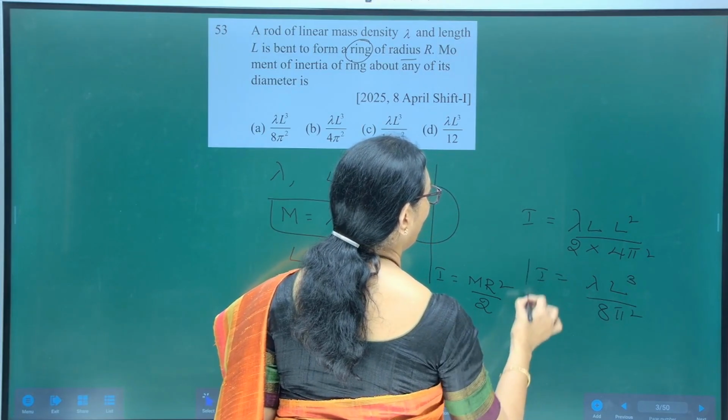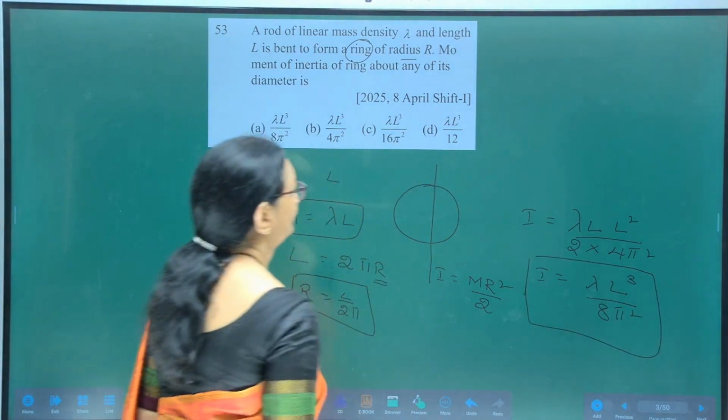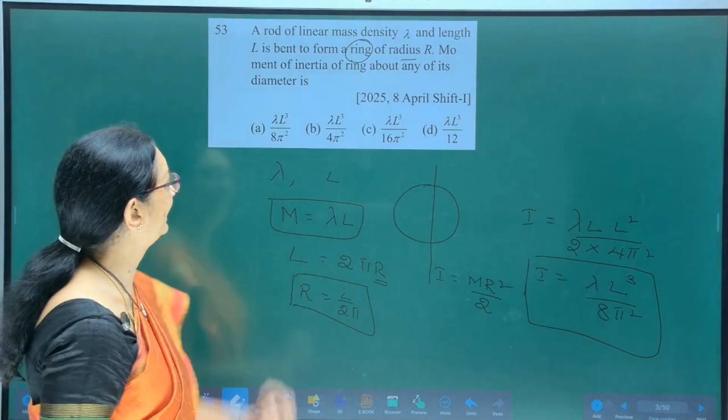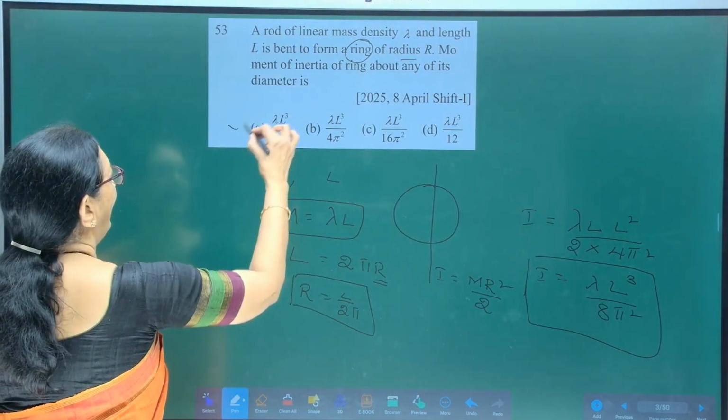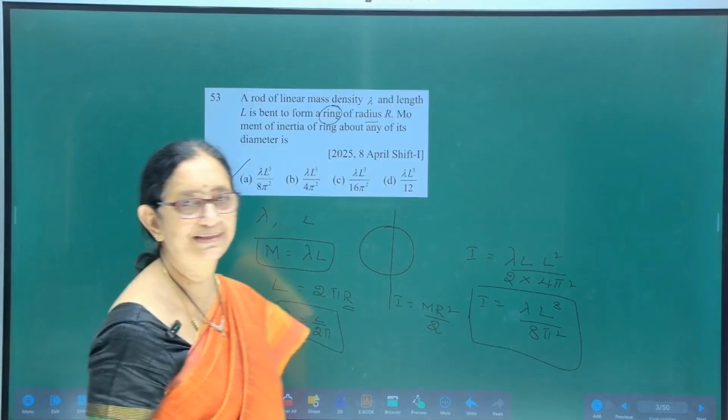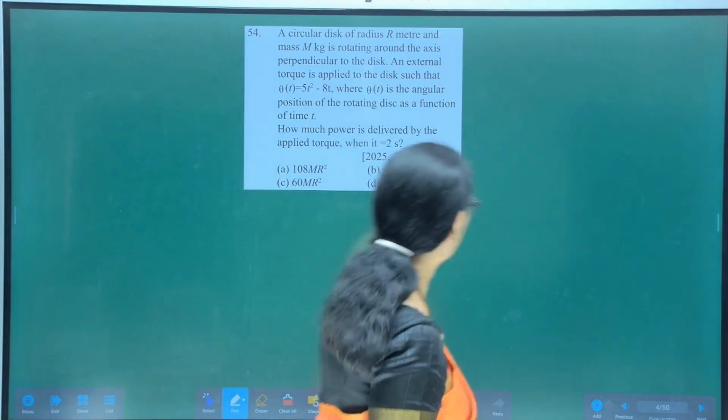That is the moment of inertia about any one of the diameters: lambda L cube by 8 pi square. Go to the next problem.